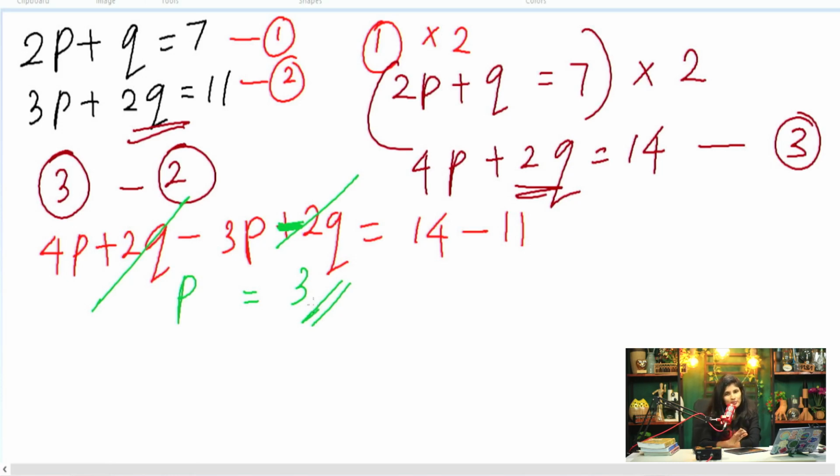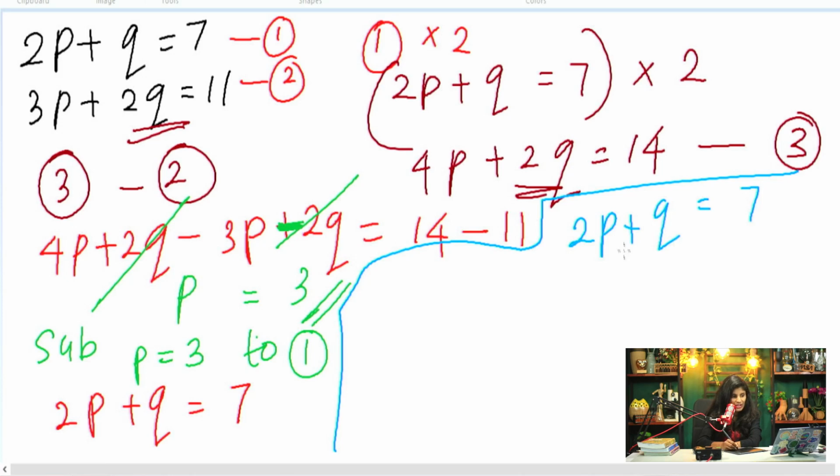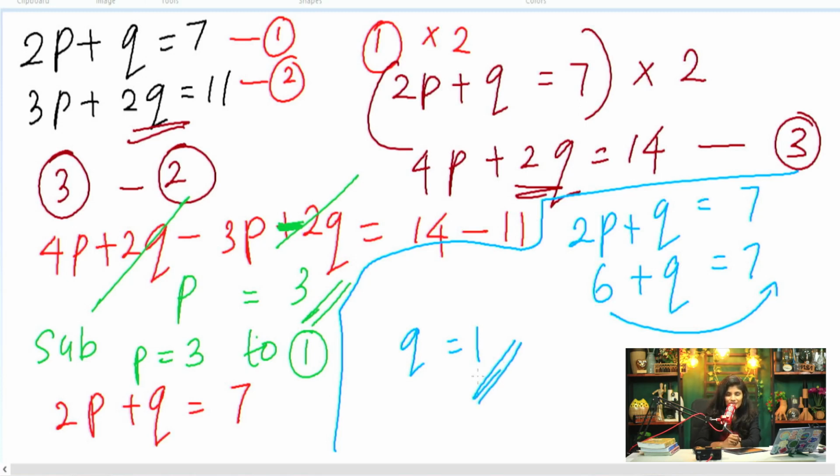Now you can use the answer p equals 3 to find the value of q. I will substitute p equals 3 into equation 1. Equation 1 is 2p plus q equals 7. So we know the value of p now. I will carry the question here because I have no space there. 2p plus q equals 7. Now p is 3, 2 times 3 means 6, plus q equals 7. I will carry the 6 to the other side. Then q equals 7 minus 6, that is 1. So we got the answers: p equals 3 and q equals 1. That's it.